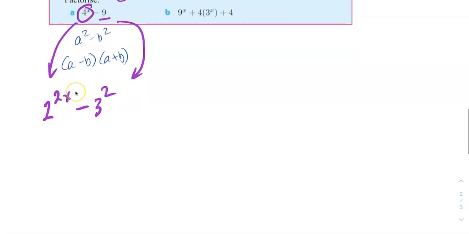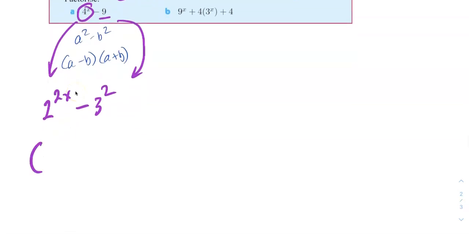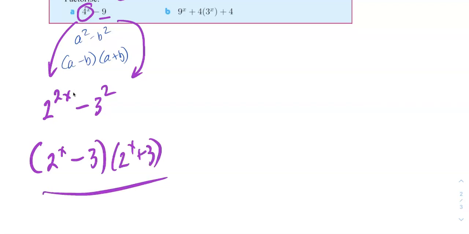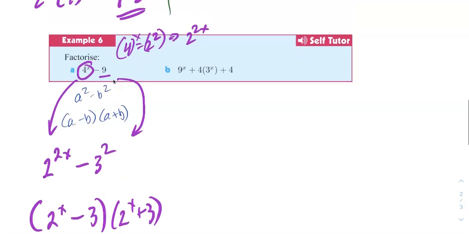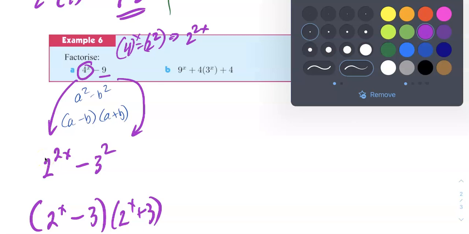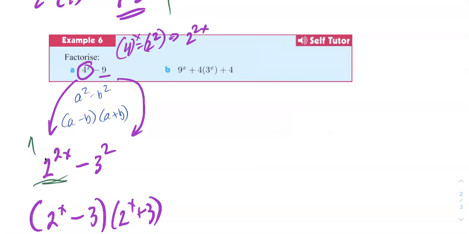So we have a difference of two squares. So it's the square root of the first one. The square root of that's just 2 to the x. Minus the square root of that one, 3. Plus 2 to the x plus 3. Right, difference of two squares. Another way to think about this, if you have a hard time with that, is this is the same thing as saying 2 to the x squared. So that's one way you could write it. So 4 to the x is this, which is the same thing as saying 2 to the x squared.